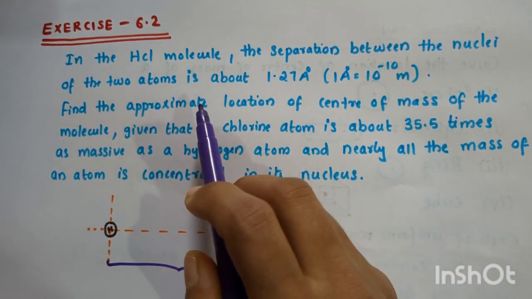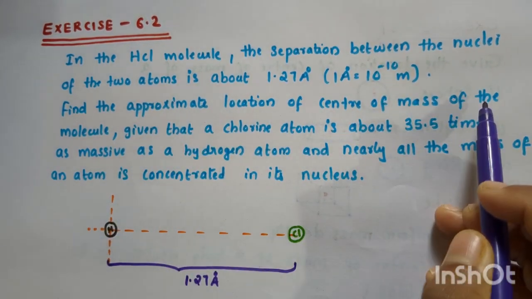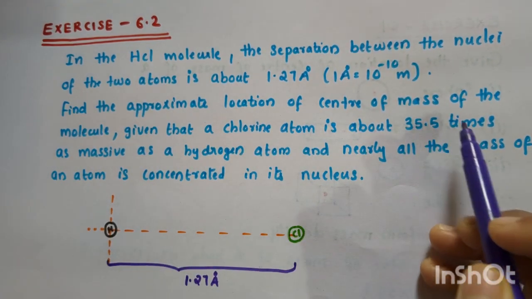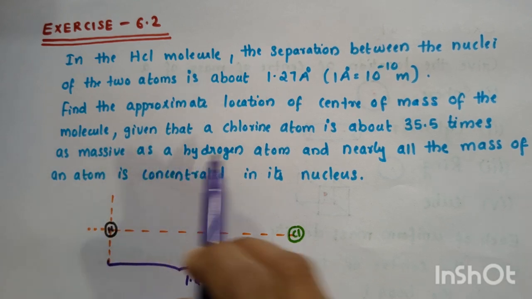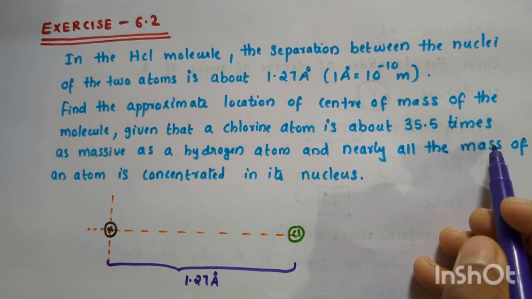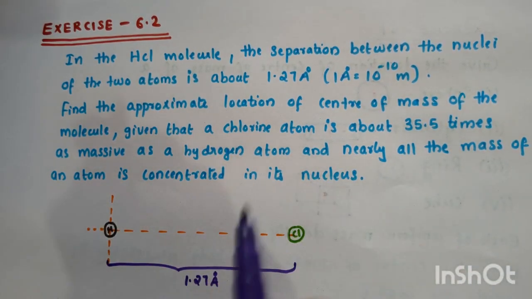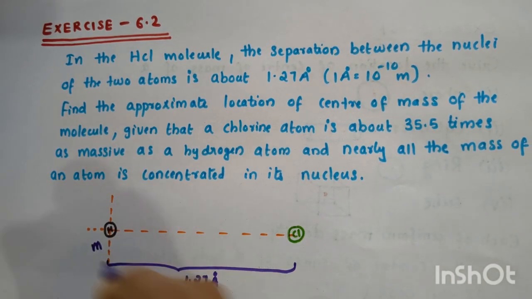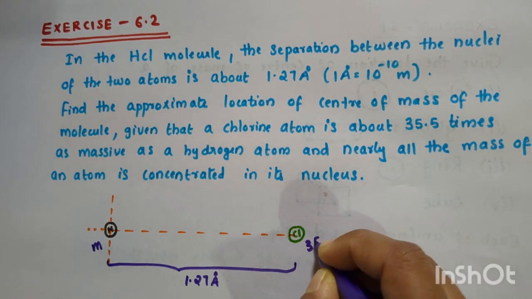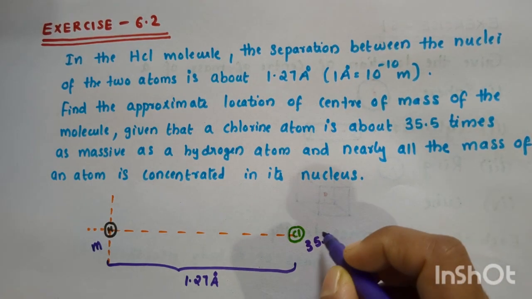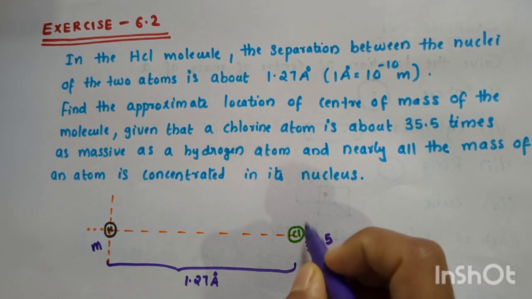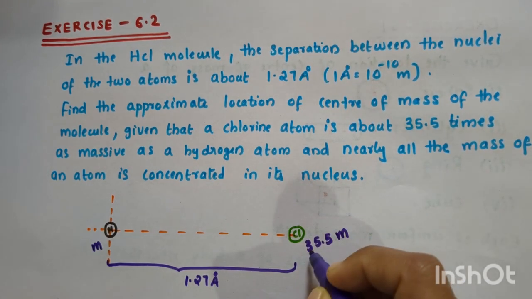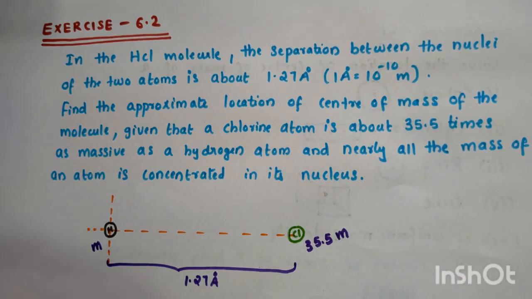Find the approximate location of the center of mass of the molecule, given that a chlorine atom is about 35.5 times as massive as a hydrogen atom and nearly all the mass of an atom is concentrated in its nucleus. That is, if we consider the mass of the hydrogen atom as small letter m, then the mass of the chlorine atom will be 35.5 times the mass of the hydrogen atom, that is 35.5 m.